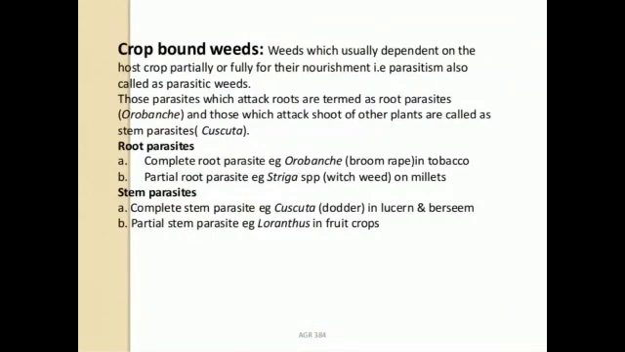Then crop bound weeds. Crop bound weeds usually depend on the host crop, partly or fully, for their nourishment. That is parasitism, also called parasitic weeds. Those weeds which depend for their survival upon their host plant for nutrition are called parasitic weeds. They depend for their survival upon their host plant for nutrition, partly or fully.